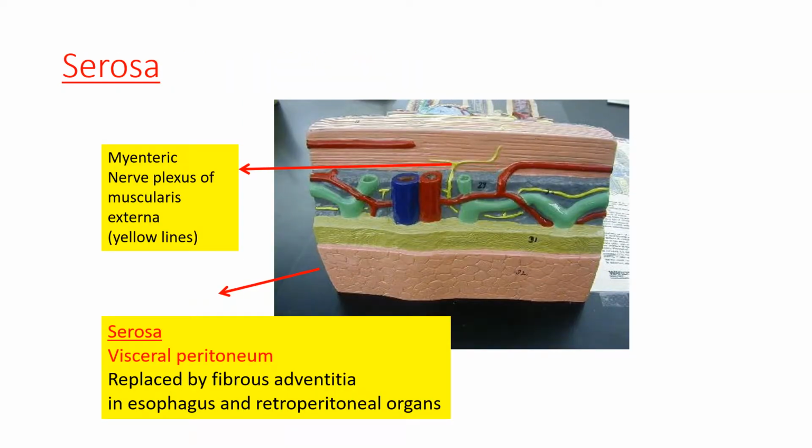The deepest layer, the one that covers the outside of most of the GI tract organs, is the serosa, which actually constitutes the visceral peritoneum, which covers most GI tract organs. The exceptions will be the retroperitoneal organs. The esophagus, which lies mostly in the thoracic cavity, does not have a visceral peritoneum. Instead, it is covered by a loose connective tissue layer called the fibrous adventitia.